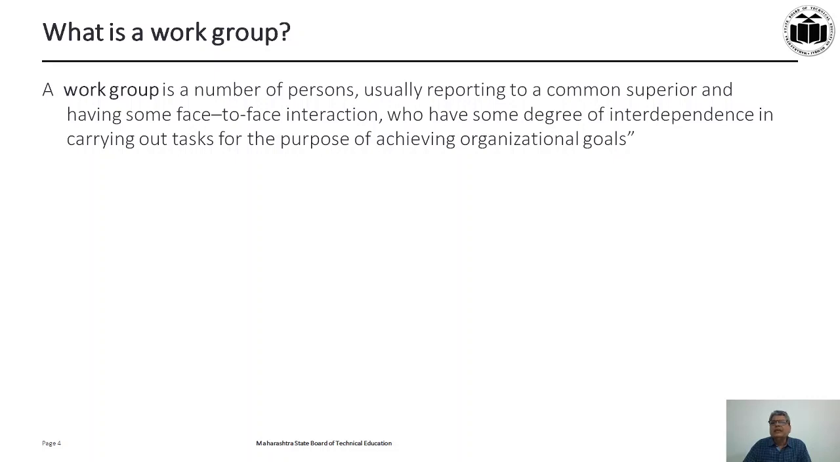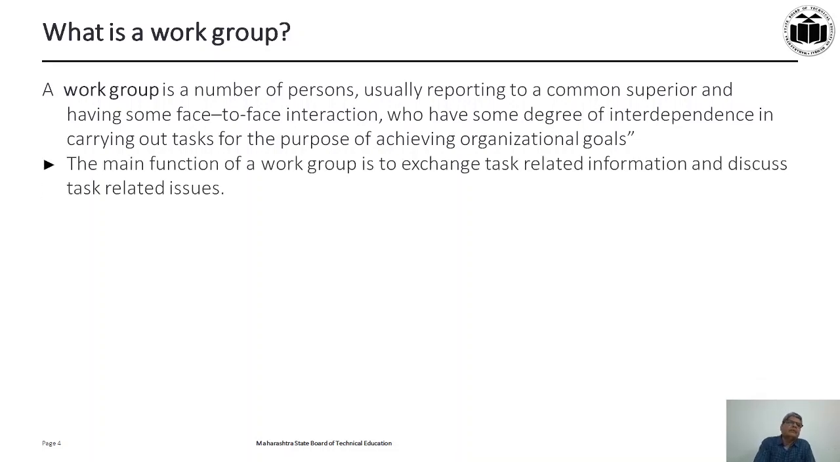They have some degree of interdependence, meaning they are not fully dependent on each other, but to some extent there is interdependence. Their work depends on each other to some extent for carrying out their tasks for the purpose of achieving organizational goals. So they are not totally dependent on each other and there is a certain face-to-face interaction among them.